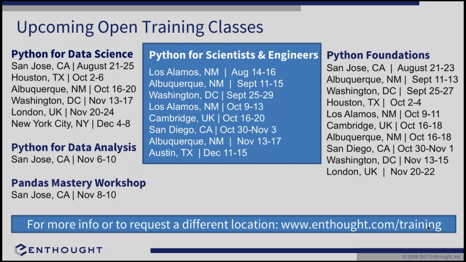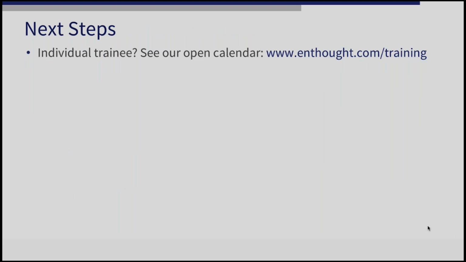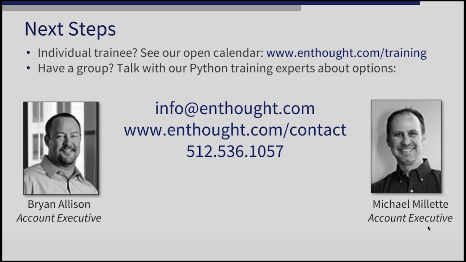If you have a group, in an organization or a company, and you want your team trained, or a couple of teams or whatever, you should talk to one of our account executives, Brian Allison and Michael Millett. You can reach them via email at info@enthought.com or enthought.com/contact. There's a form there, or at this phone number, just ask for one of them, Brian Allison and Michael Millett, and they can guide you to the best fit, and we can figure out dates and logistics when you're ready to go forward.